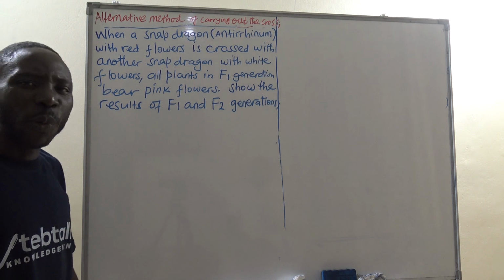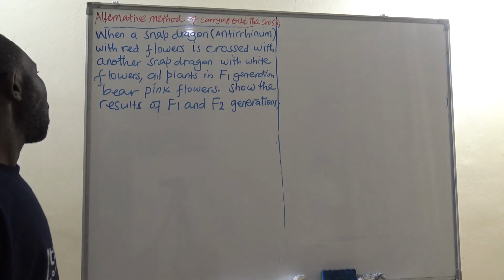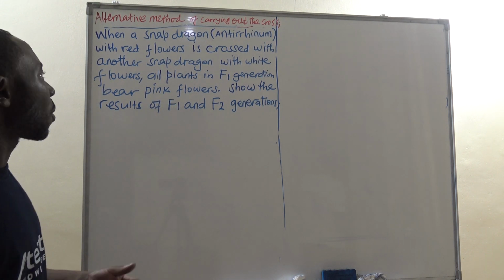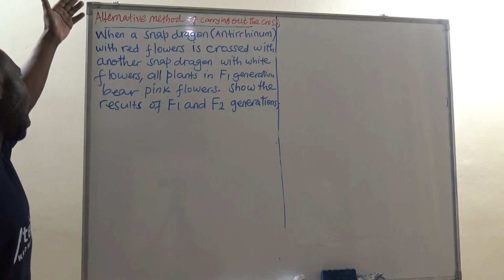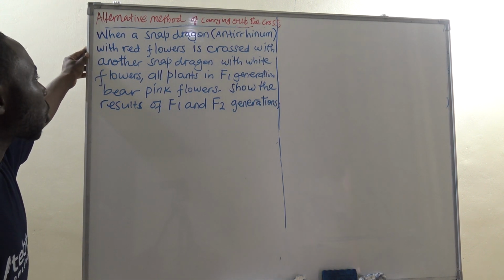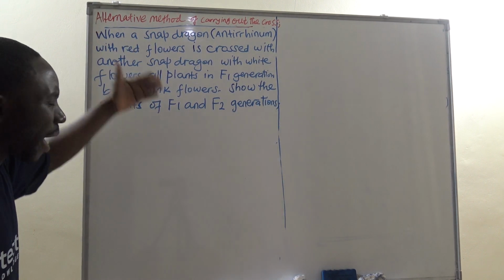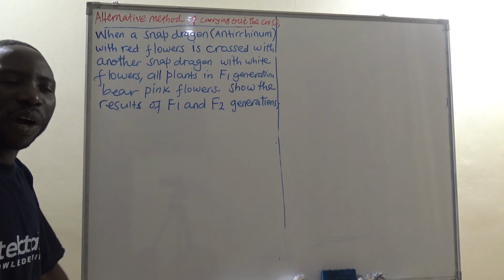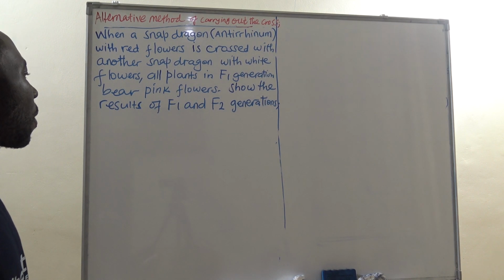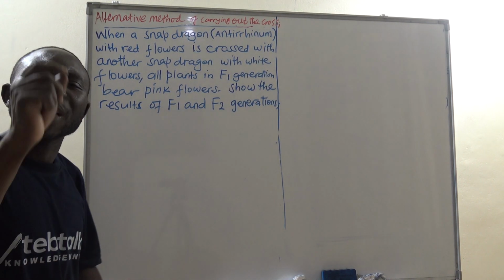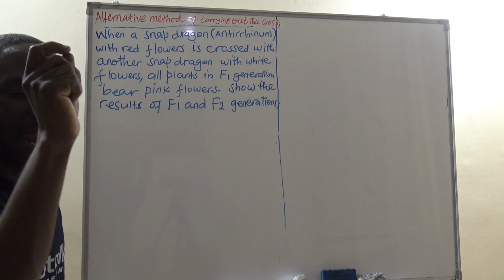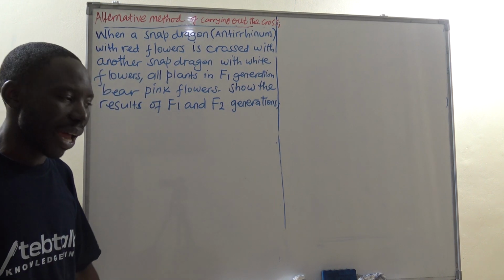Let us proceed with biology. Of course, we are still moving on with codominance. The other time we did a cross involving codominance, and here is an alternative method of carrying out the same cross, whereby we shall not use a letter to represent color.